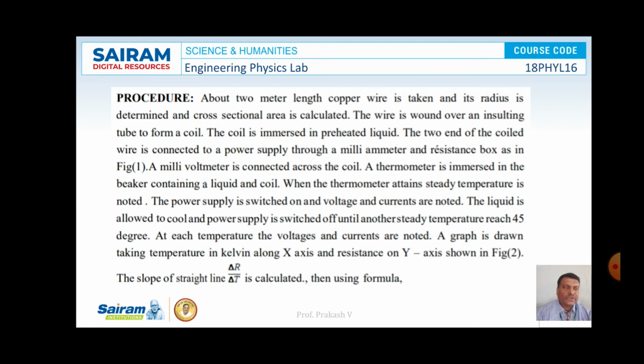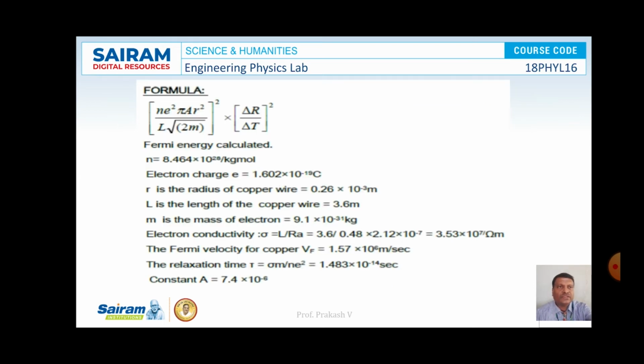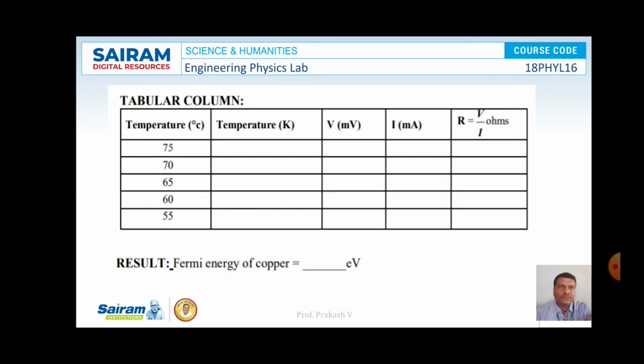So the temperature of the liquid will be around 75 to 80 degrees in the beginning, and we allow the liquid to cool down, and for every 5 degree centigrade we are going to record the current and voltmeter readings. And finally the resistance of the copper coil will be calculated. So the readings are all going to be entered in this tabular column.